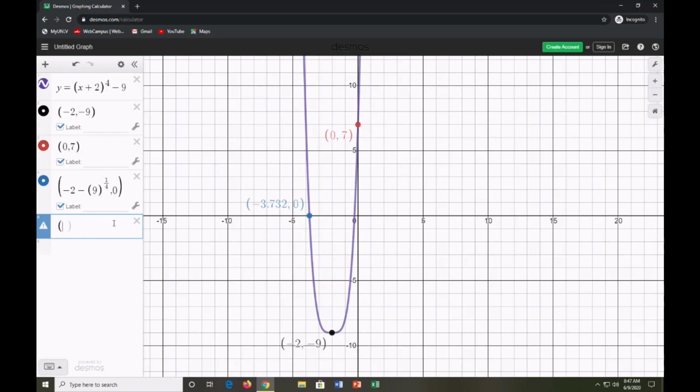So let's give it the exact point though. Minus 2 plus this time 9 to 1 over 4th power, comma 0. Like that, which is that green right there. So minus 0.268 or minus 0.27. So that's all the points that we had: the y-intercept, the vertex, and the x-intercepts. Okay. So let's continue with the next graph.